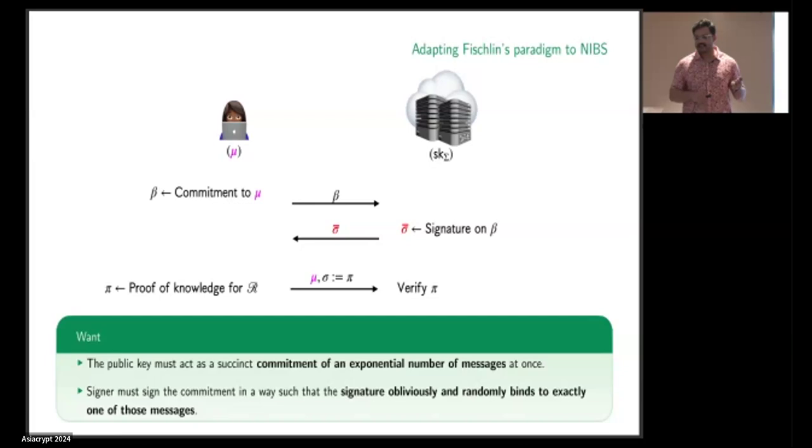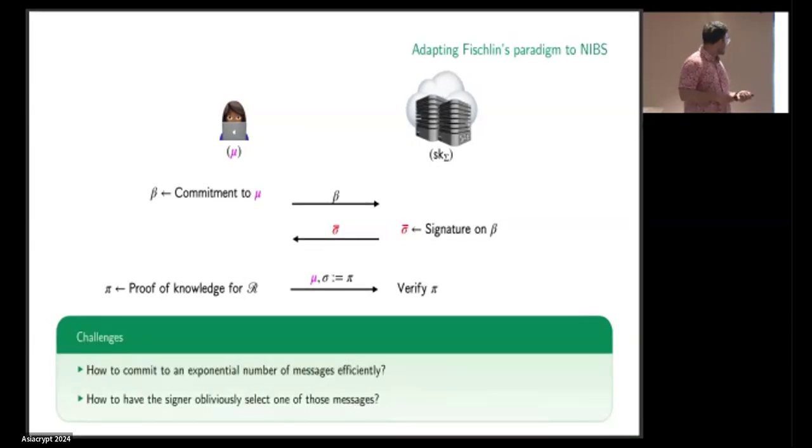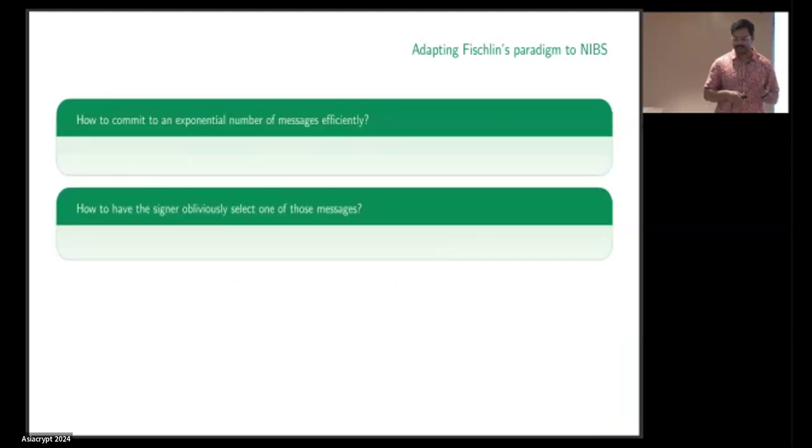And the second challenge is that the signer must sign the commitment in a way that unforgeability demands that the signature should bind to exactly one message. So said differently, the challenges are how to commit to an exponential number of messages succinctly, and how to have the signer obliviously select exactly one of those messages.